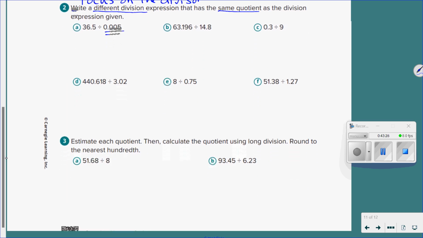Okay? Number 3, estimate each quotient. Then calculate the quotient using long division. Round to the nearest hundredth. That's actually really key. So we got 2 parts. Estimate the quotient, calculate the quotient. Having just checked this last assignment where we had the same thing, had an awful lot of kids skip one or the other. Had a lot that did the estimations and never calculated. I had several who calculated and never did the estimate. You have to do both. Does that make sense? Is everybody clear what to do?